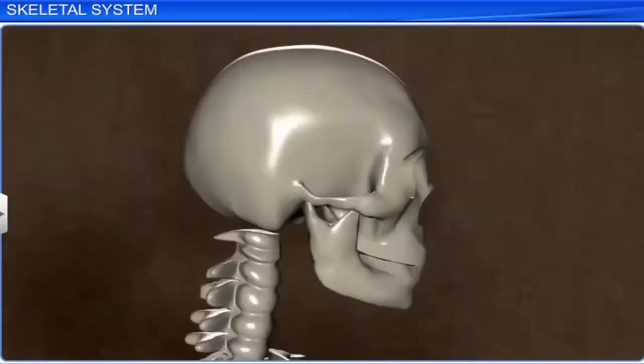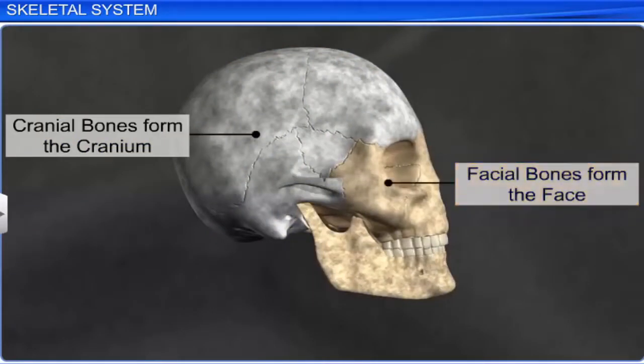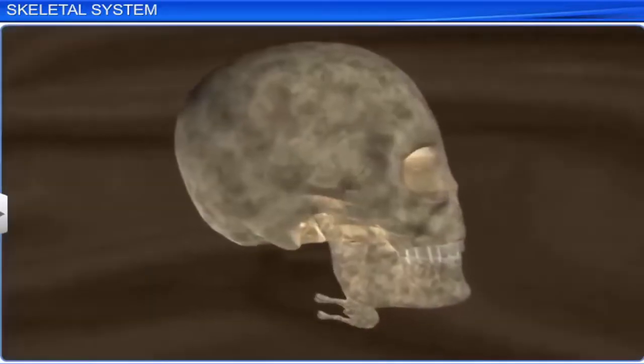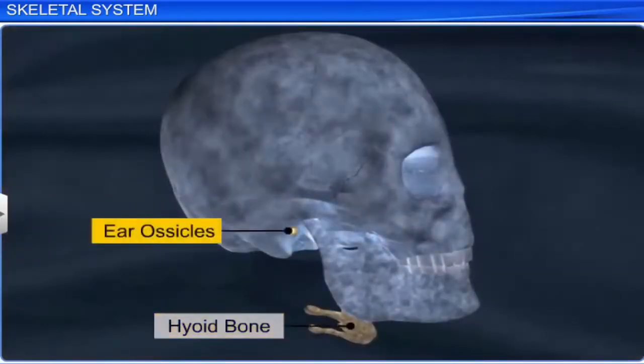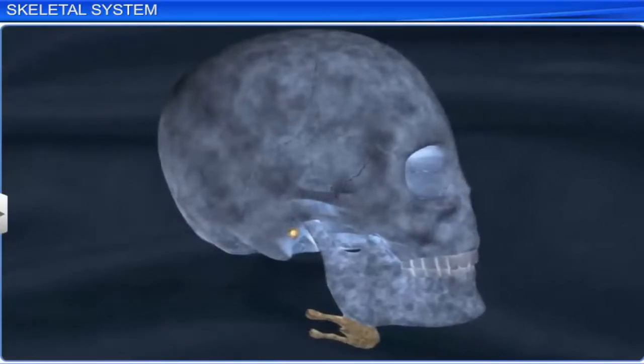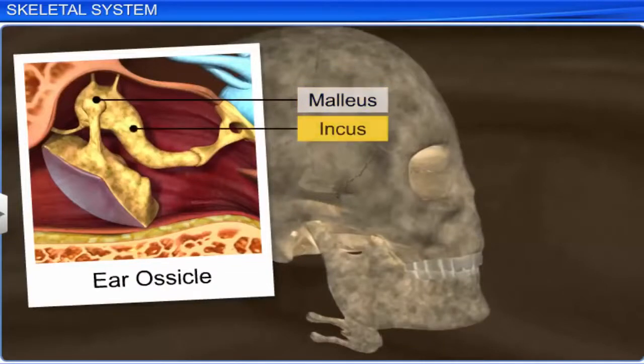The skull has two sets of bones, cranial and facial. The 8 cranial bones fuse to form a cranium or brain box, while the 14 facial bones form the face. The skull also includes a U-shaped hyoid bone and two ear ossicles, one on either side. Each ear ossicle consists of three tiny bones: malleus, incus, and stapes.